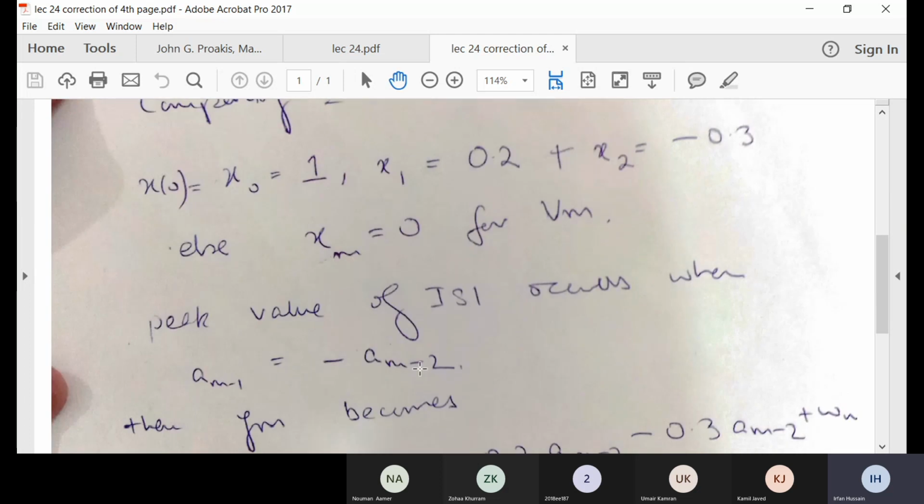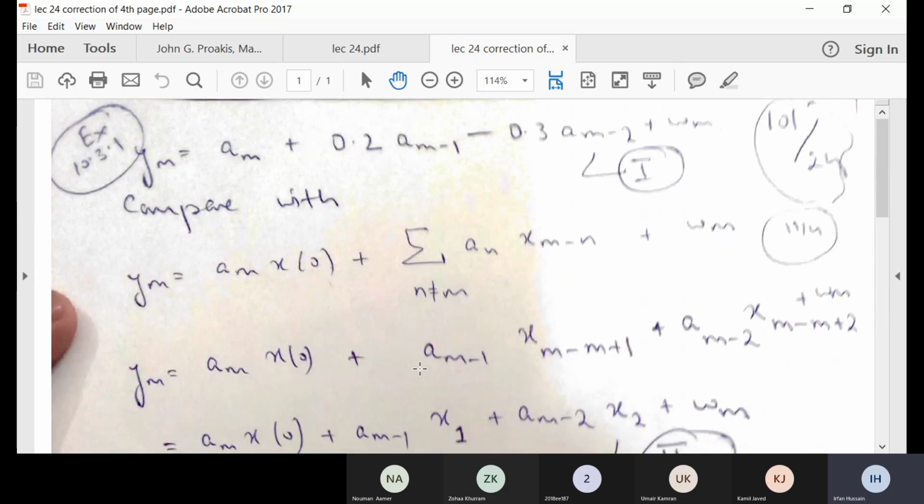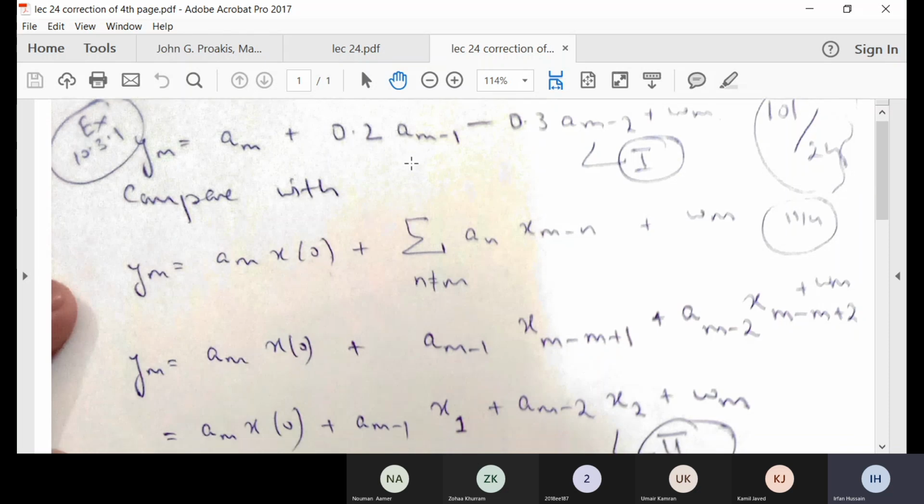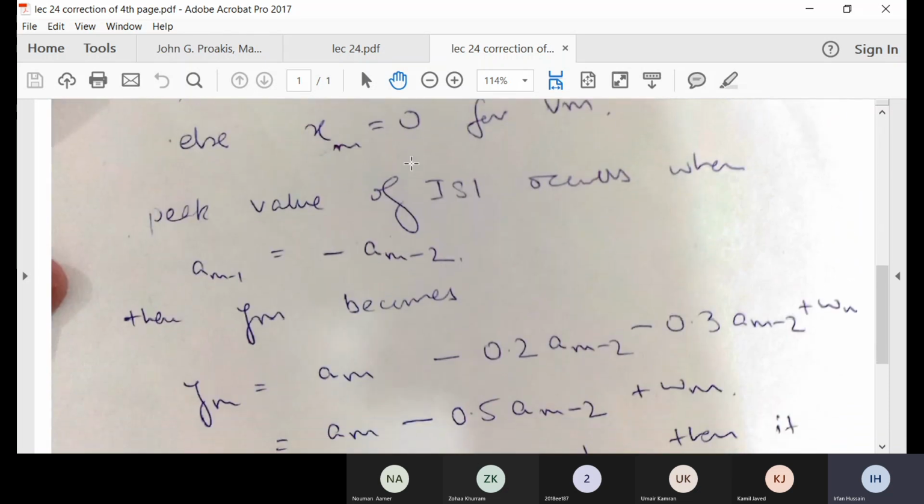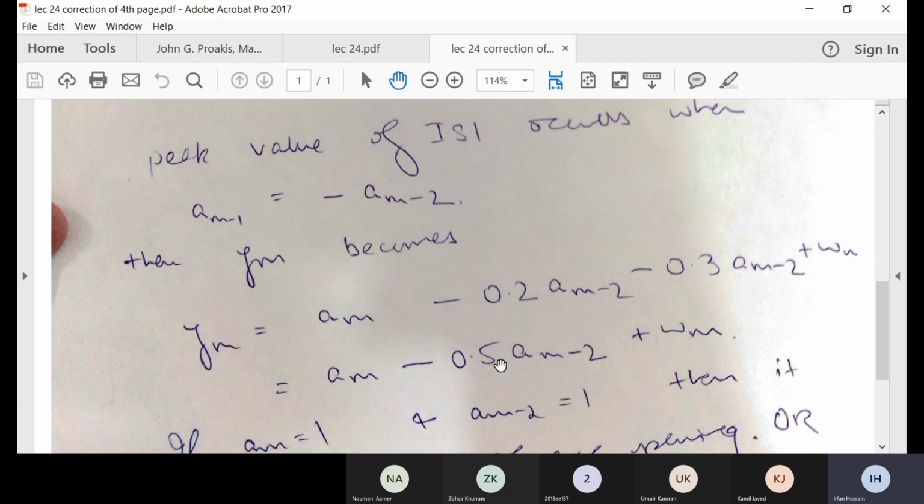Now when will the peak value of ISI occur? Peak value of ISI occurs when these two values are added. You can say that A_{m-1} is equal to minus A_{m-2}. In that case, both of them will be added. Or you can make other combinations. So one of the worst cases will be A_{m-1} is equal to minus A_{m-2}. This will become minus, and A_{m-2} is already minus. They both will add, and the ISI term will come out to be minus 0.5.